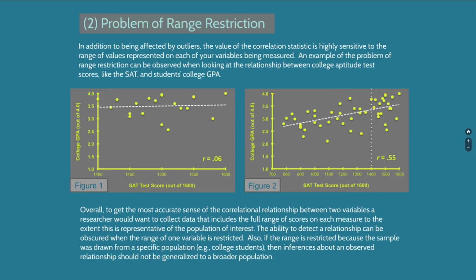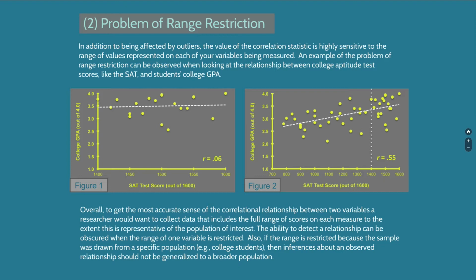Overall, to get the most accurate sense of the correlational relationship between two variables, a researcher would want to collect data that includes the full range of scores on each measure to the extent this is representative of the population of interest. The ability to detect a relationship can be obscured when the range of one variable is restricted.